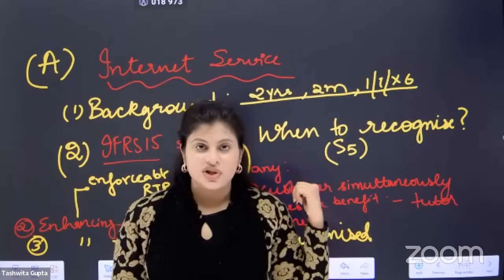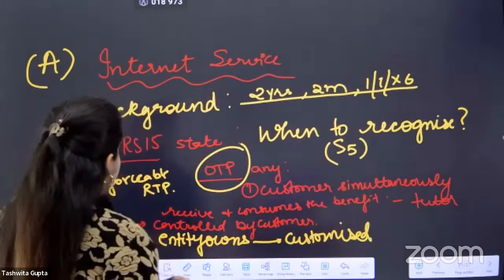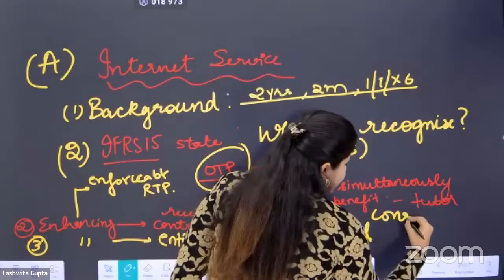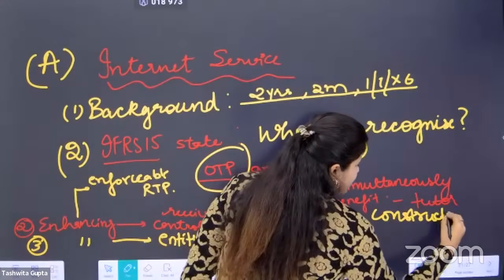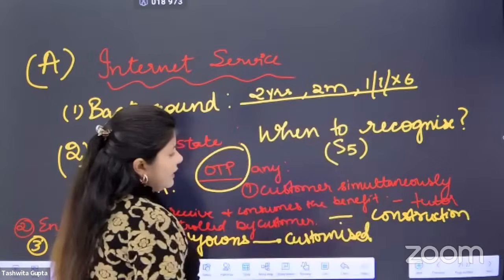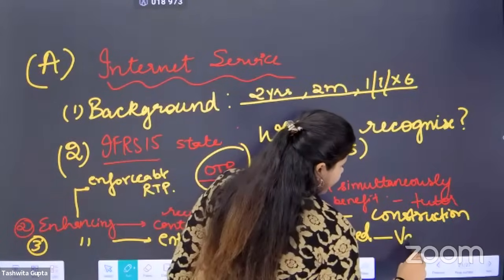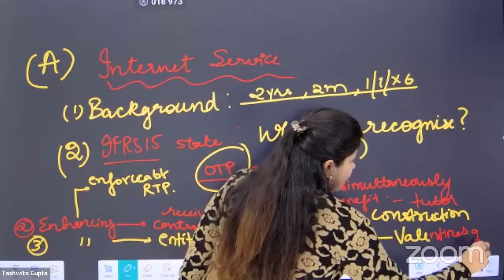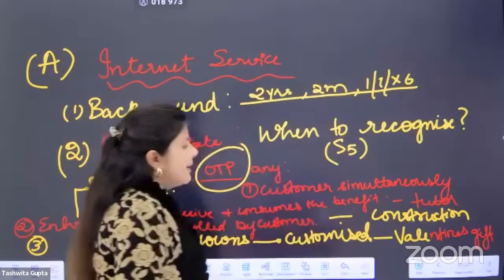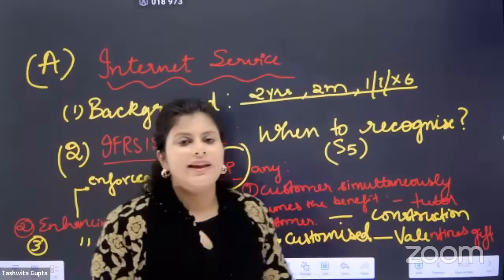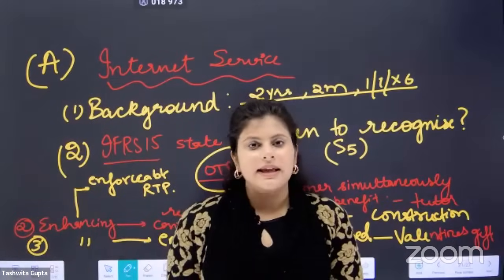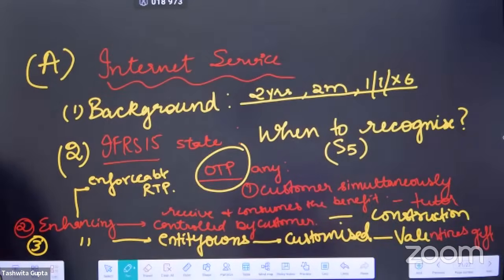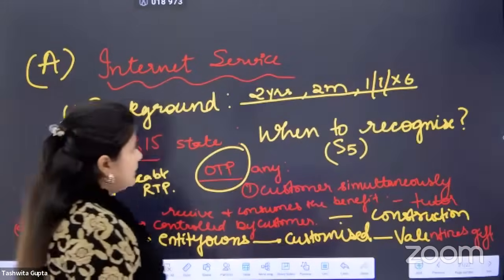So the example is teaching. Second example, this construction with a right to payment. Third, your Valentine's gift. They are customized. So you will remember these three examples and you will be able to frame these three conditions in the exam. It might be in your own language, but you will be able to do it. Okay. Next.